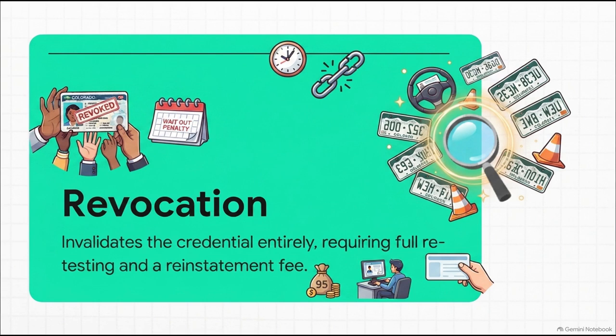A revocation, however, invalidates the credential entirely. You're going to have to wait out the penalty period, pay a $95 reinstatement fee, and completely retest for a brand new license. The whole shebang.